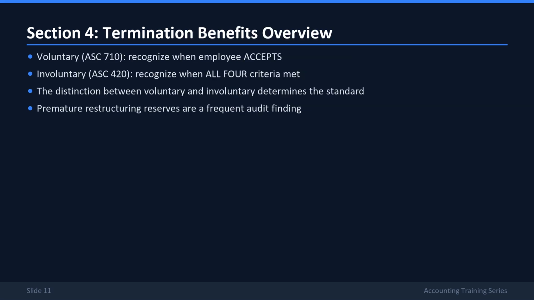Also from Section 4, termination benefits fall into two categories. Voluntary termination benefits under ASC 710 are recognized when the employee accepts the offer, not when it is announced. Involuntary termination benefits under ASC 420 are recognized only when all four ASC 420 criteria are satisfied, which requires the plan to be communicated to employees in sufficient detail. Recording a restructuring reserve before all four criteria are met is one of the most common audit findings in compensation accounting.